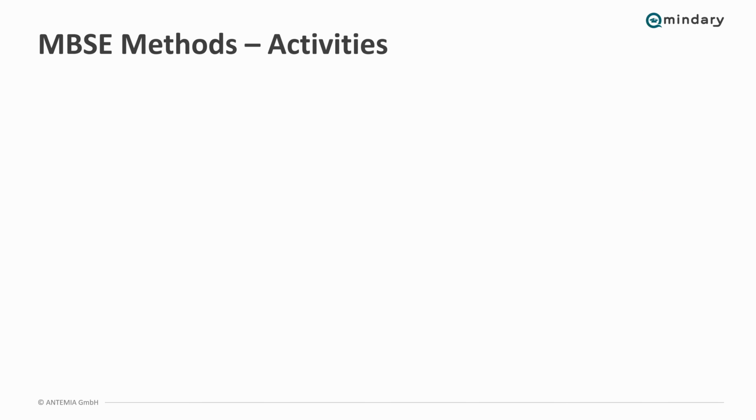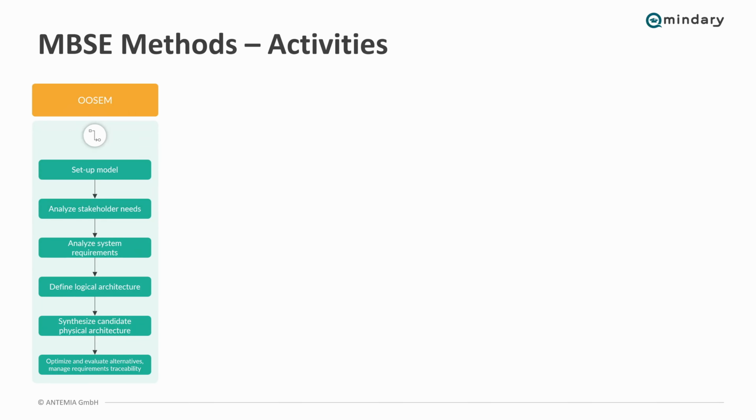Each of the MBSE methods contain a set of activities that are executed. These activities are not the same, but pretty similar patterns, if you compare to RFLP, can be recognized. Before OSAM really starts, the model is set up, meaning to create structures to organize all the artifacts. With that done, the stakeholder needs are analyzed and requirements are derived from that.